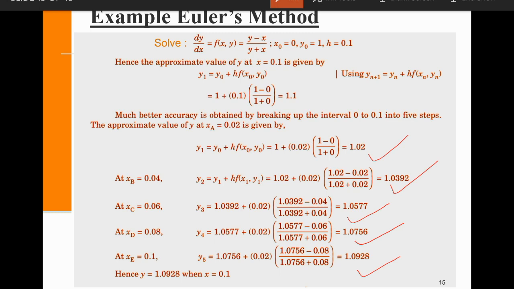So you can see, if we take the step size 0.1, the value comes out to be 1.1. If we take the step size 0.02, the value at 0.1 is 1.0928, which is more accurate as compared to 1.1. So that's why if we decrease the step size, we will get more accurate values, right? Next.